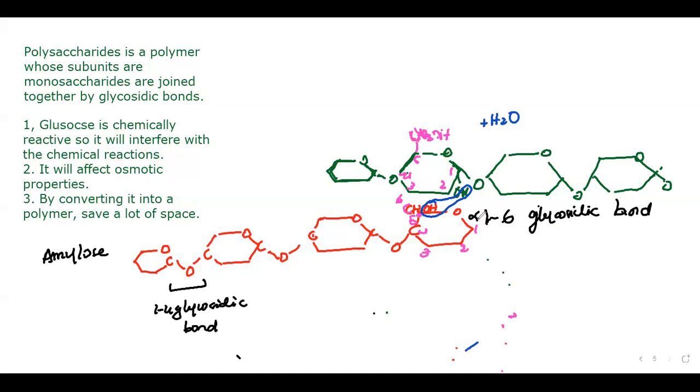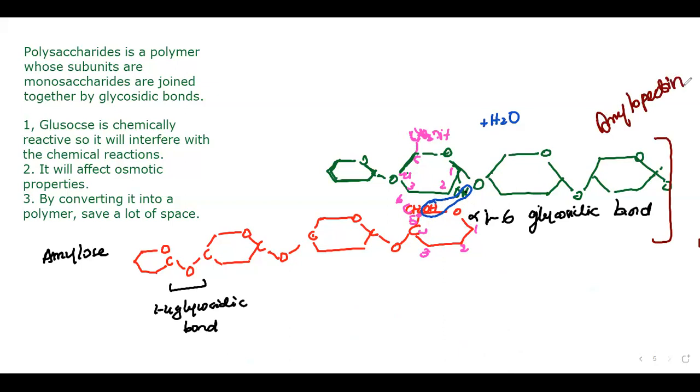So on carbon number 5, we have CH2OH, right? The OH is attached to carbon number 6. So between the OH of carbon number 6 and the H of carbon number 1, we can get an alpha 1,6 glycosidic bond. And this will make our molecule into a branched molecule. So when our molecule becomes a branched molecule, we are going to change the name. We are going to call it amylopectin.